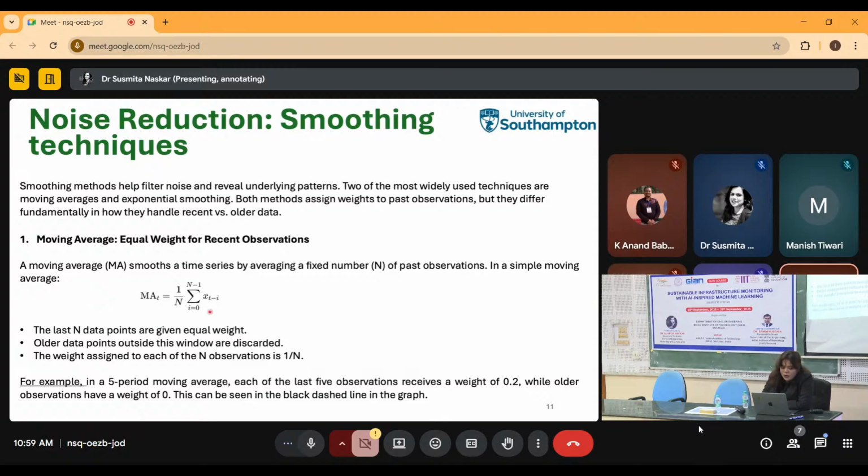And how do we do that? We do it with this equation where MA_t equals 1 by n, summation of i from 1 to n, of x_{t-i}, okay? So what is MA? MA is the moving average, and it smooths over a time t, where t is the time here, by averaging a fixed number n of past observations, okay? So basically the last n points are given equal weight, and the older data outside the window is discarded.